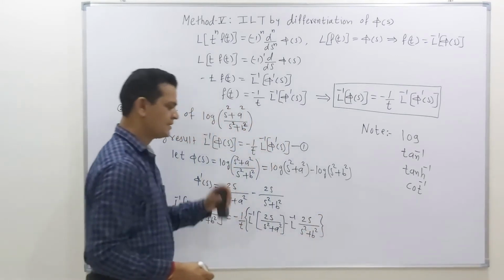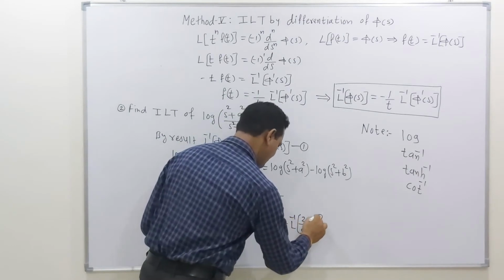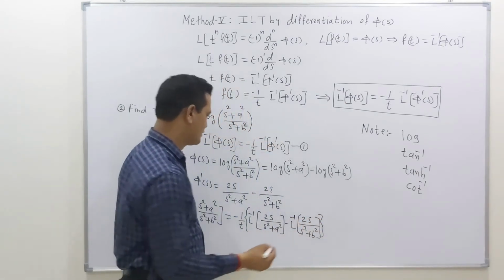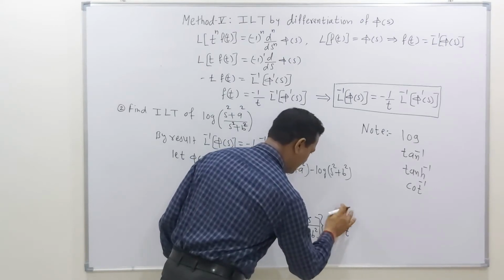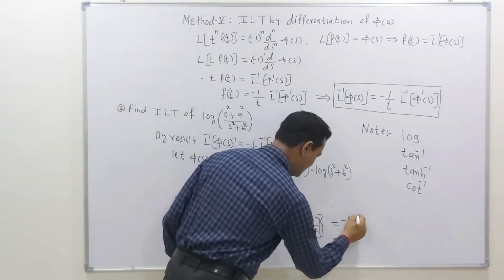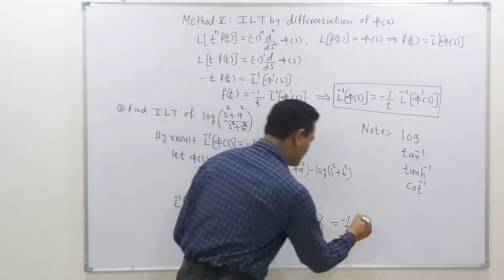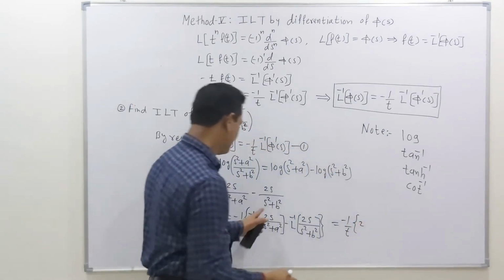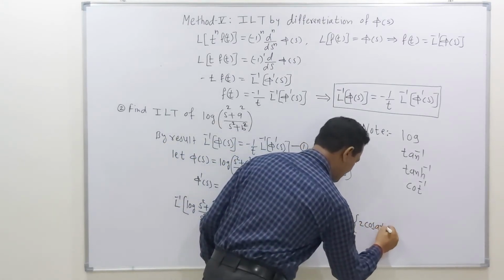So now friends, this is the step. Now we can easily get the inverse Laplace transformation of this function. This is in our standard form. So we can write the answer to this question as minus 1 upon t, then in curly bracket we get the inverse Laplace transformation. 2 is constant, so we can write this inverse Laplace transformation as cos of at.